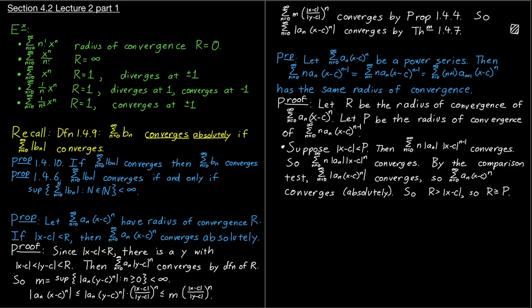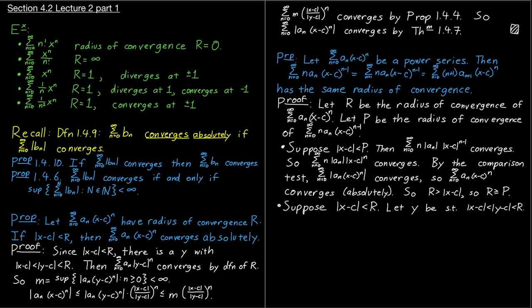Now let's go in the other direction. So let's suppose that |x minus c| is less than r. And this one's going to be a little bit tricky. We're going to use the fact that we're converging for a bigger number. So let's let y be such that |x minus c| is less than |y minus c| is less than r.